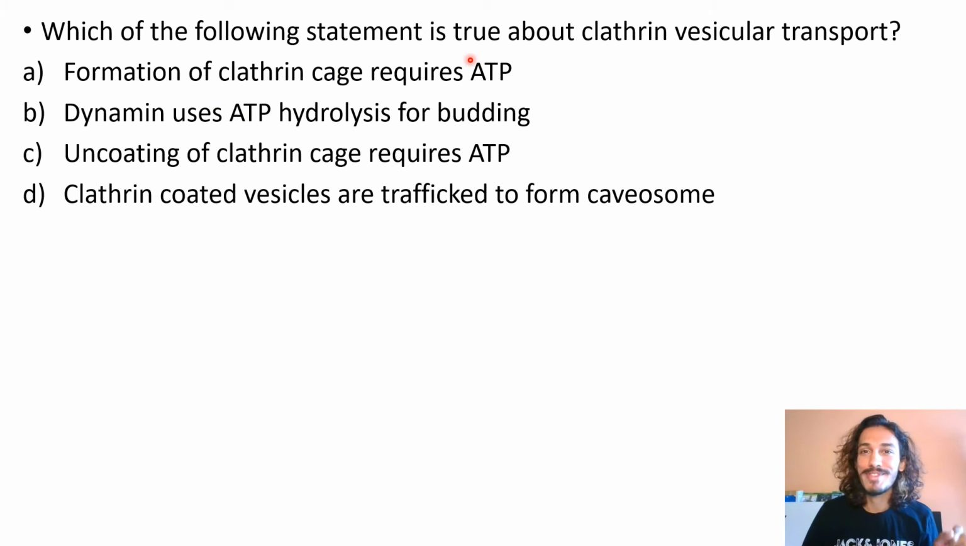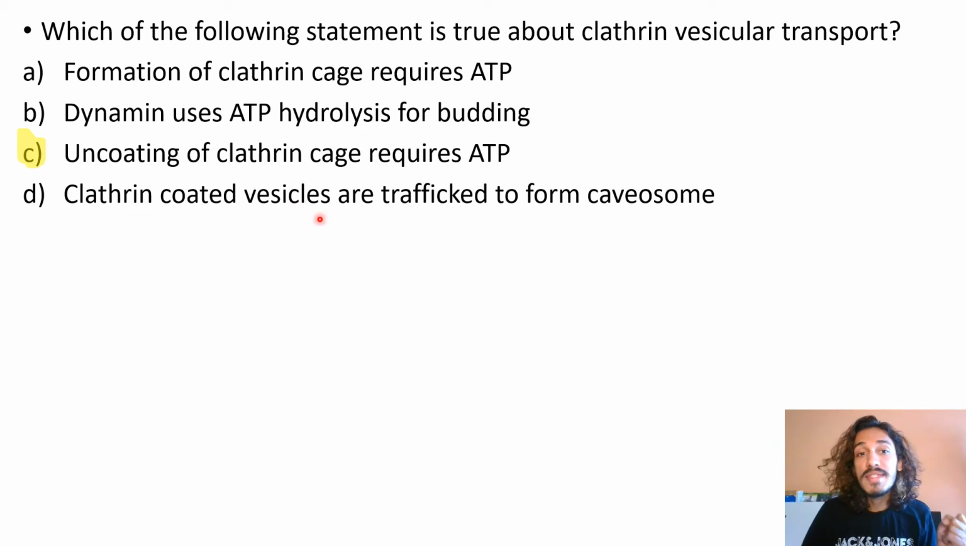Which of the following statements is true about clathrin vesicular transport? Formation of clathrin cage requires ATP. No, it does not. It happens naturally. Dynamin uses ATP hydrolysis for budding. It uses GTP in fact. Uncoating of clathrin cage requires ATP. So that is your answer.